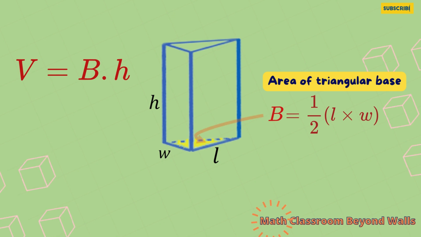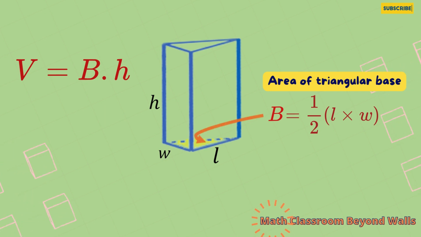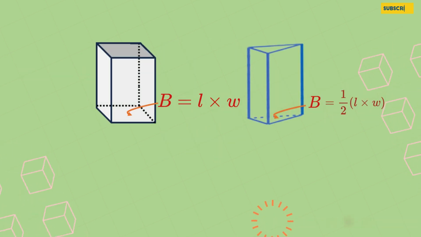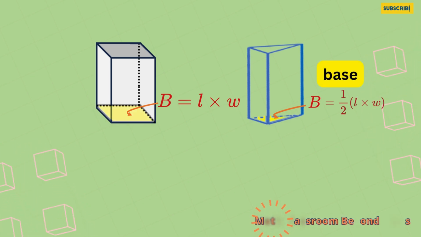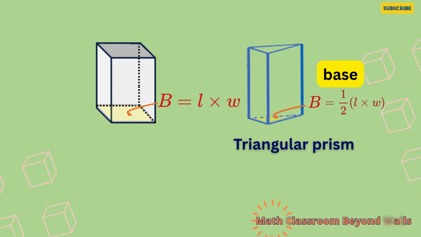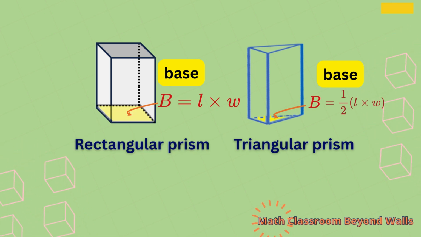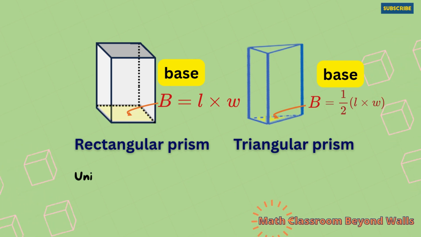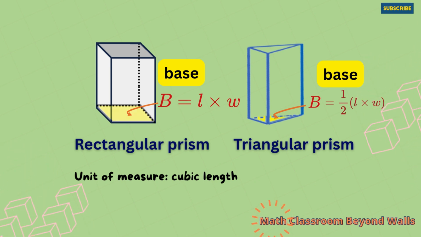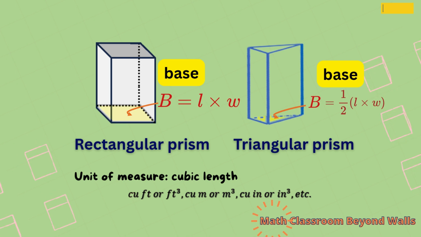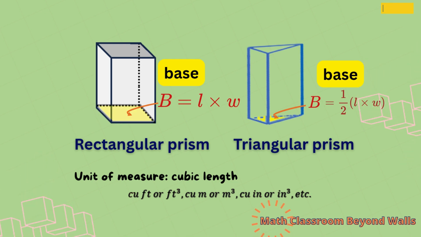Always remember this, learners. The area of the base in the formula depends on the shape of the base of the prism. You must have also noticed that the name of the prism goes with the shape of the base. If the base is a triangle, you have a triangular prism. If the base is a rectangle, you have a rectangular prism. Because a prism is three-dimensional, it has length, width, and height. Its unit of measure is in cubic units of length, like cubic feet, cubic meters, cubic inches, and so on. Let us look at these sample problems that follow and find out how to answer them.